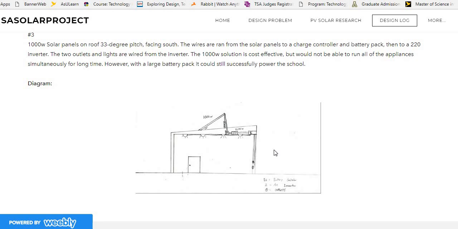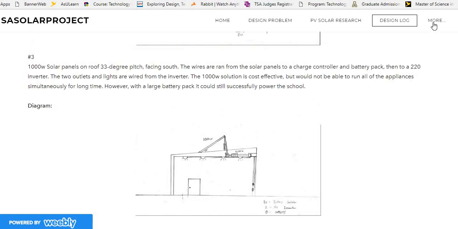The 1,000-watt solution, while it doesn't have the energy output that the other solutions have, would be really cost effective. And even though it wouldn't have a very large output of electricity, a large battery pack would still help offset that and allow the school to be successfully powered with these solar panels.